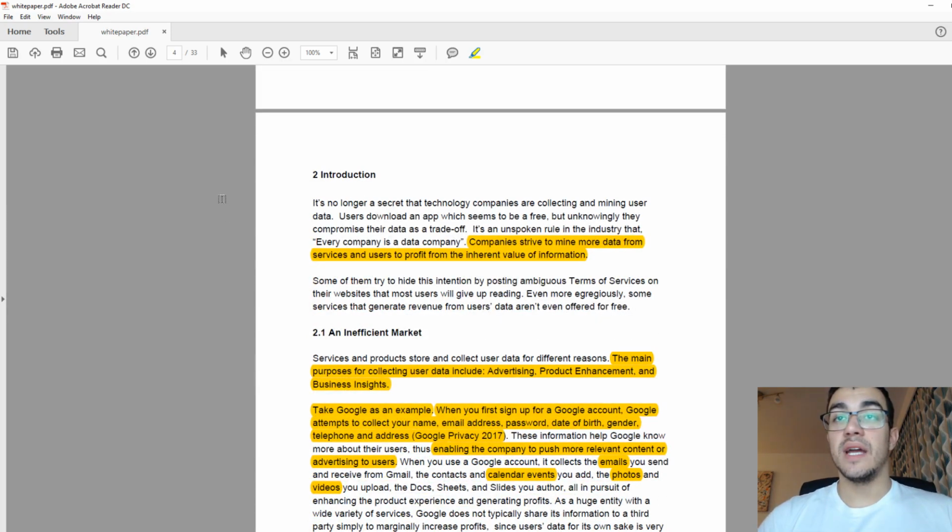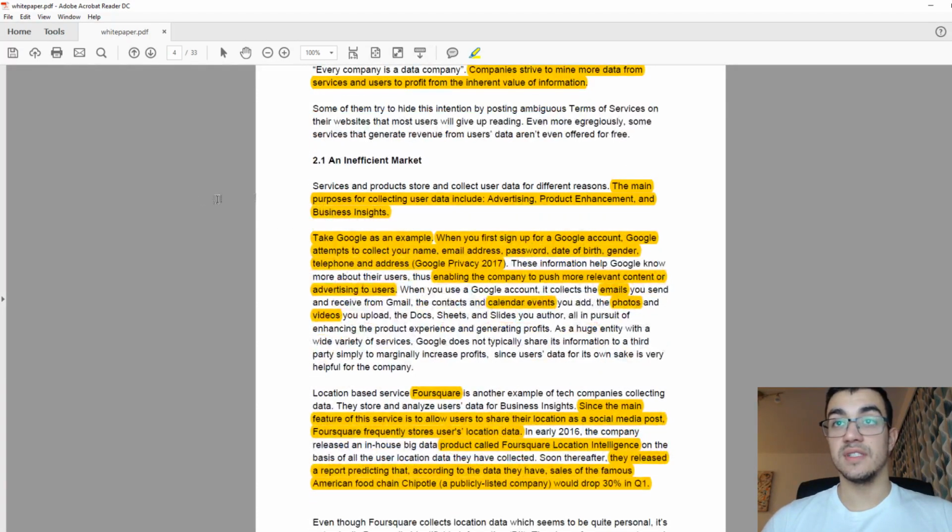Introduction. Companies strive to mine more data from services and users to profit from the inherent value of information, but the market is really inefficient. The main purposes for collecting user data include advertisements, product enhancement, and business insights. And here they will give you some examples of these things. Take Google as an example. Google is mainly known for its ads. When you first sign up for a Google account, Google attempts to collect your name, your email address, password, date of birth, gender, telephone, and address, enabling the company to push more relevant advertising to users. They use your emails, your calendar events, photos, and videos to customize your advertisements and your search results so that you find what you are searching for.